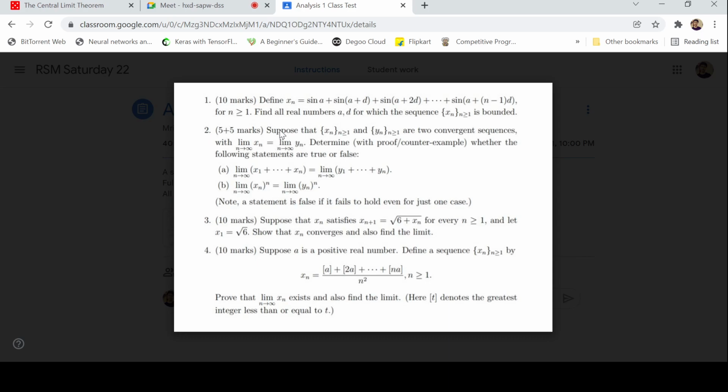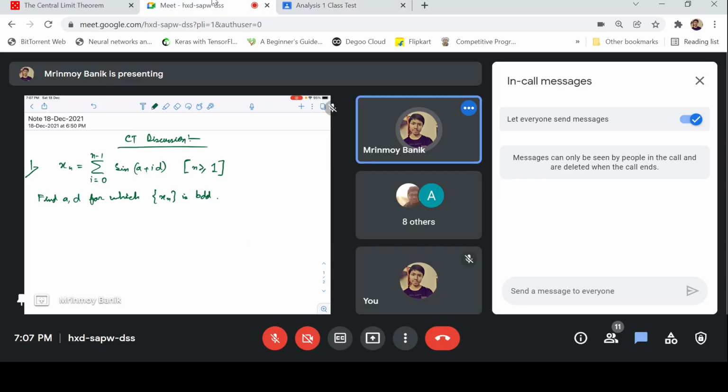Okay, so we needed to find a and b for which the sequence xn is bounded. So how did you solve this one? Anyone?